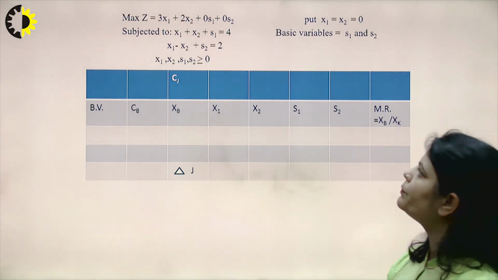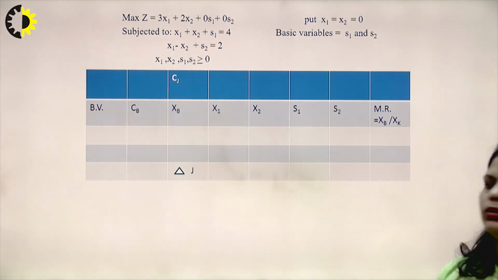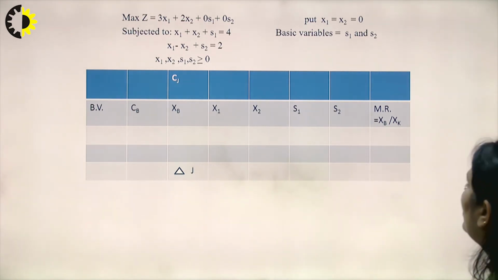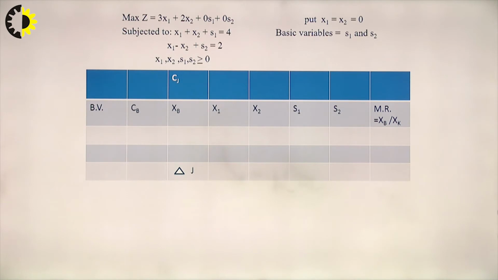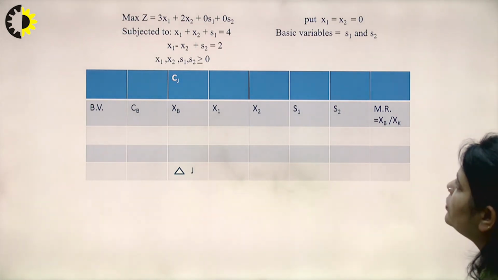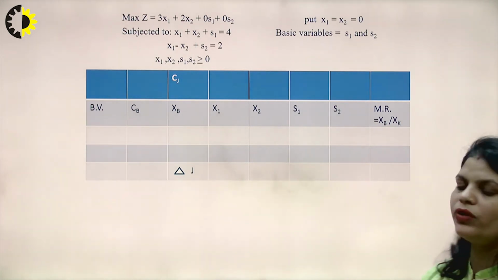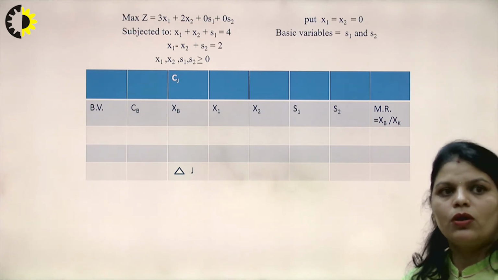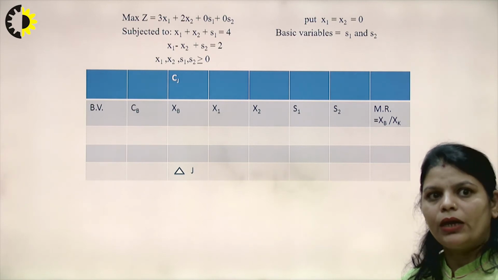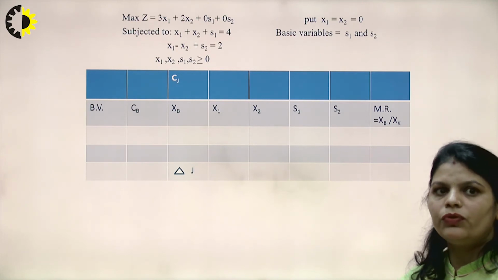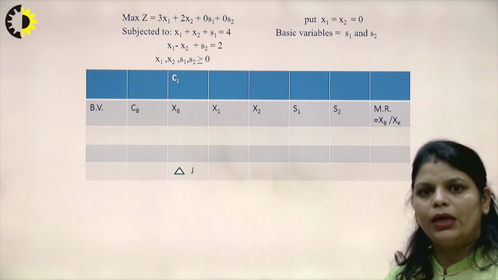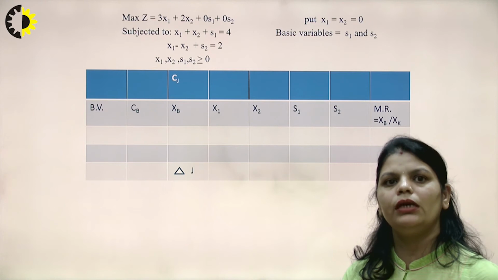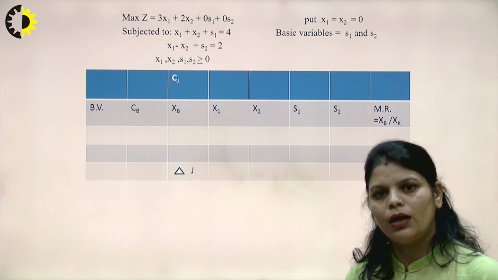I have written the standard form again here for simplification, and now we will calculate the values. We will find out the values of these variables. So we have 4 variables here, but we have only 2 equations. So how will we calculate the values of 4 variables? What we will do is put the value of 2 variables equal to 0, and we will solve these equations for finding out the values of the 2 other variables.